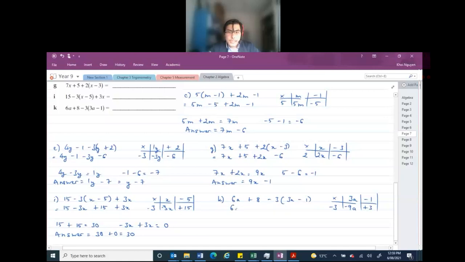So we have 6a plus 8 minus 9a plus 3. So 6a minus 9a. Okay, so 6 minus 9, that's negative 3, so negative 3a. And 8 plus 3, that's 11. So our answer is negative 3a plus 11, because this is positive 11. Okay, so I hope that this helps you with question 2.